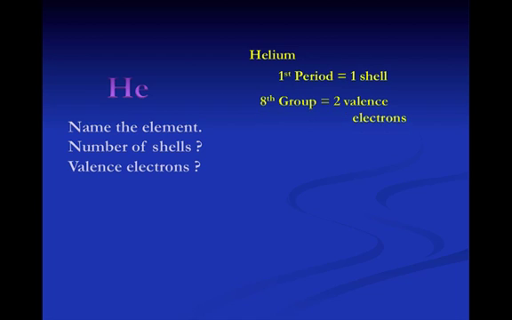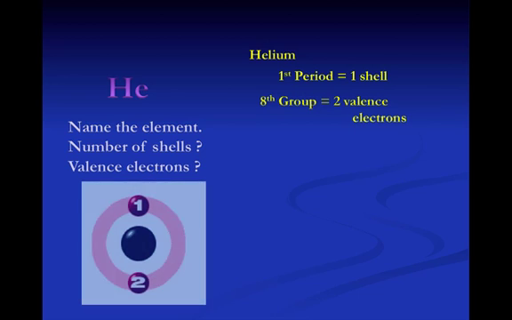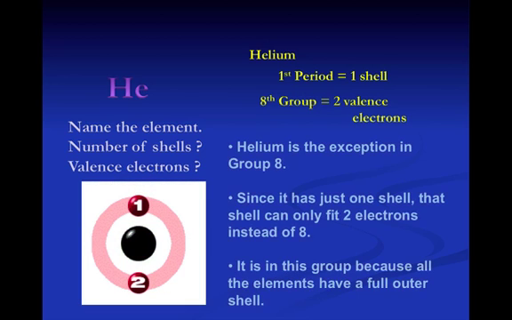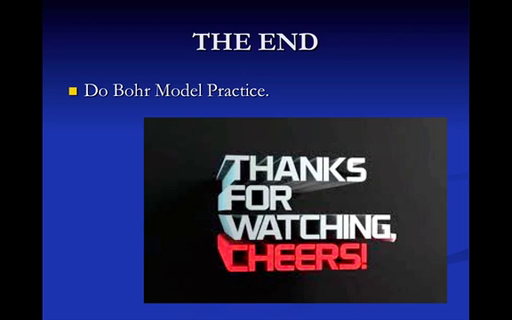Now helium's tricky because helium has 1 shell and it's in the 8th group, but remember it doesn't have 8 electrons, it only has 1 shell, so it can only have 2. What helium has in common with all the other elements below it, the noble gases, is that their valence shell is full. Time for a little practice with the Bohr model.